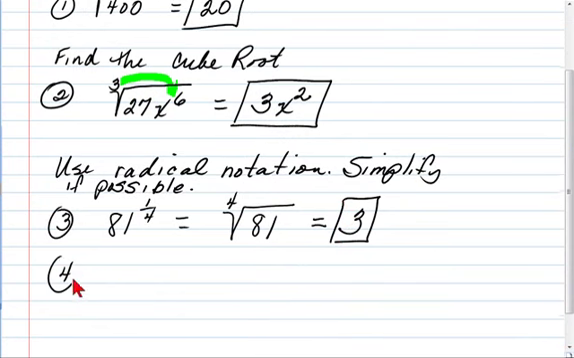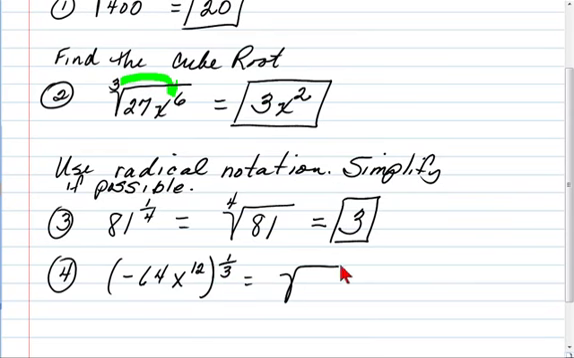Number 4, I have negative 64x to the 12th raised to the 1/3 power. That means since all of that's in parentheses, all of it goes under a radical, and the index is 3. I have negative 64x to the 12th. Hopefully you remember that you can take the cube root or any odd root of a negative radicand. The answer will be negative.